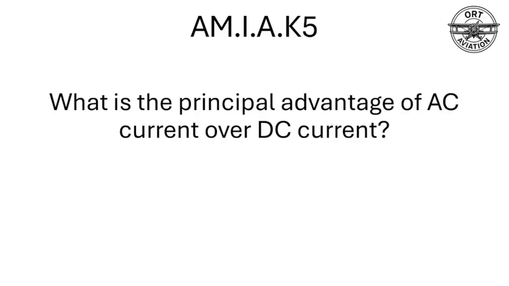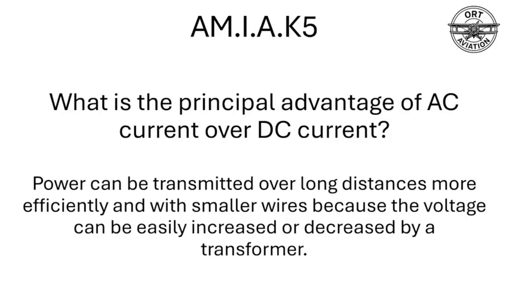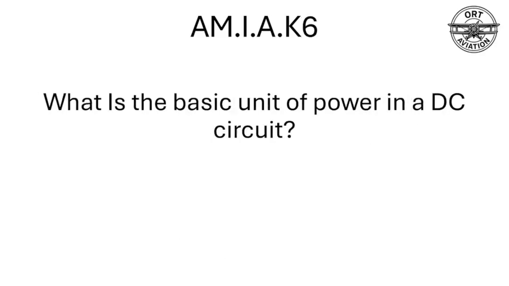What is the principal advantage of AC current over DC current? Power can be transmitted over long distances more efficiently and with smaller wires because the voltage can be easily increased or decreased by a transformer. What is the basic unit of power in a DC circuit? The watt.